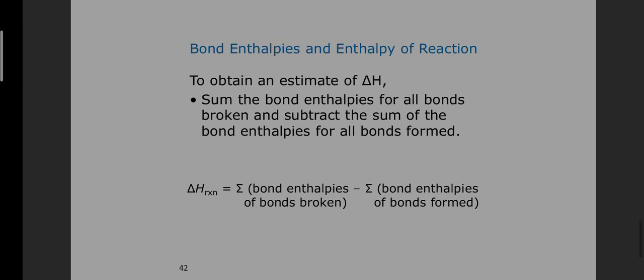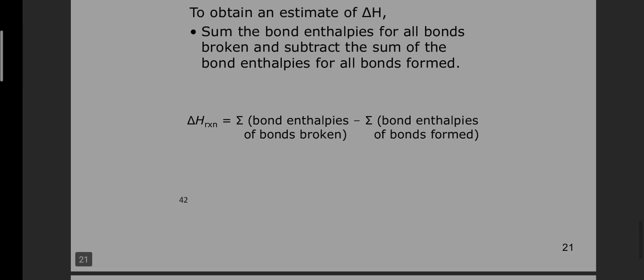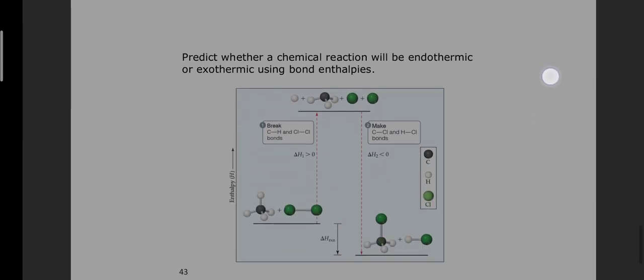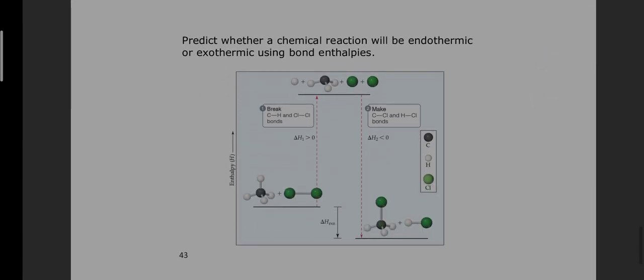Bond enthalpies and enthalpy of reaction. To obtain an estimate of ΔH, sum the bond enthalpies for all bonds broken and subtract the sum of the bond enthalpies of all bonds formed. ΔH of reaction is equal to the bond enthalpies of bonds broken minus the bond enthalpies of bonds formed. Predict whether a chemical reaction will be endothermic or exothermic using bond enthalpies.